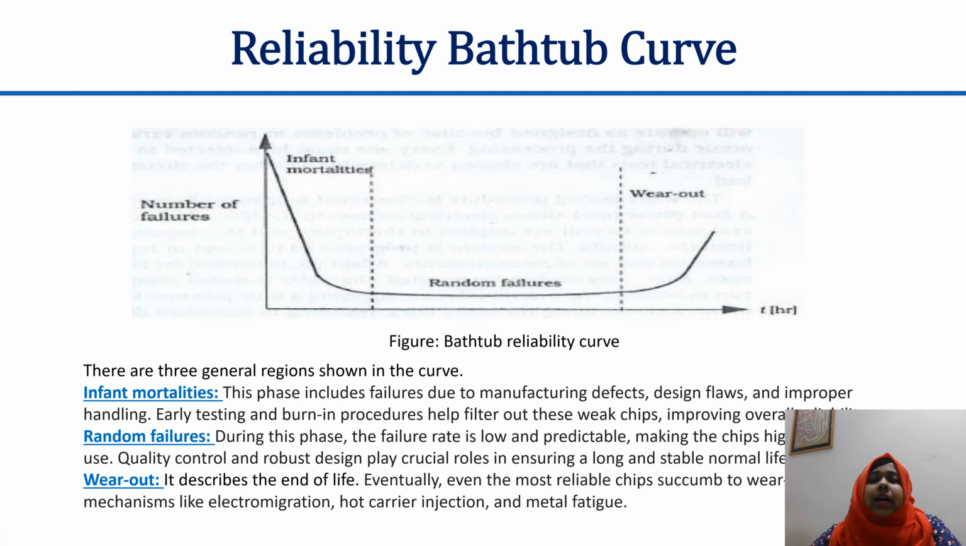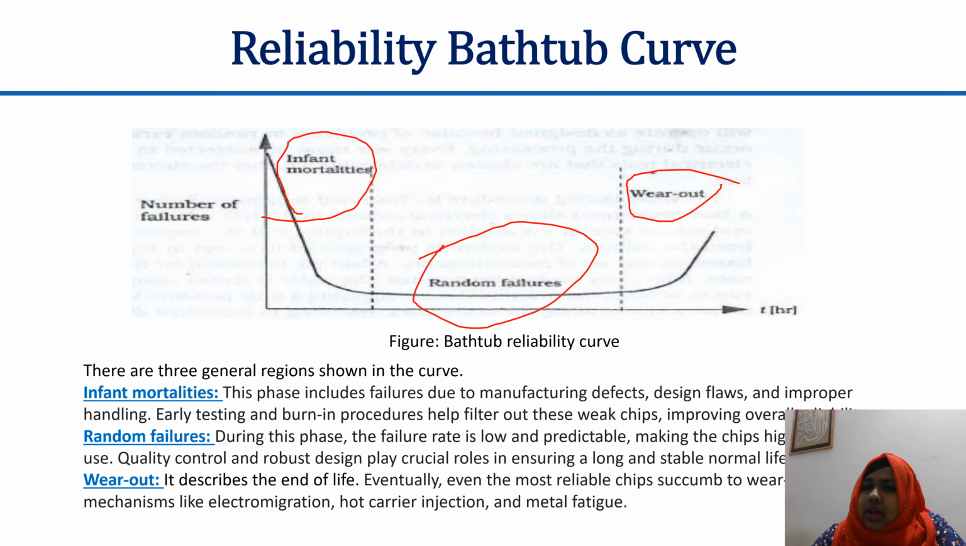Okay? Then the reliability bathtub curve. We can easily visualize reliability from this curve. You can see there are three segments in this curve. The first one is infant mortalities, the second one is random failures, and the third one is wear out. Okay, so what are the phases? I gave a very short description.